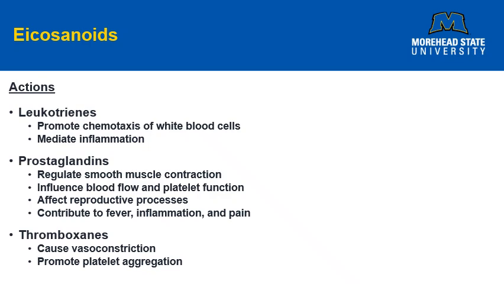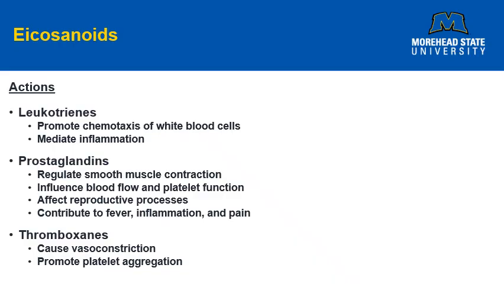Now, each, like I said, has its own actions. Leukotrienes promote chemotaxis of white blood cells. They help to mediate inflammation through the movement, activation, and differentiation of the white blood cells. Prostaglandins regulate smooth muscle contraction, blood flow, and platelet function. If you're doing contraction, it makes sense that the blood flow is going to change. They also affect reproductive processes, and they contribute to a lot of inflammatory features, such as fever, inflammation, swelling, and the pain associated with them.